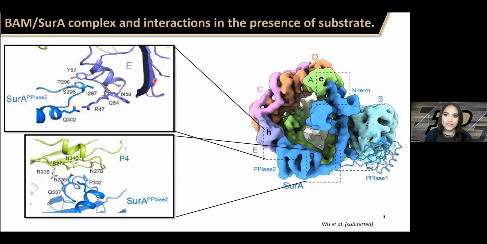So what I did is that I purified the BAM complex, and then I purified SurA separately. I mixed them together and ran an SEC column to allow complex formation. Then this sample was put onto cryo-EM grids, and it was sent to NCCAT for data collection.